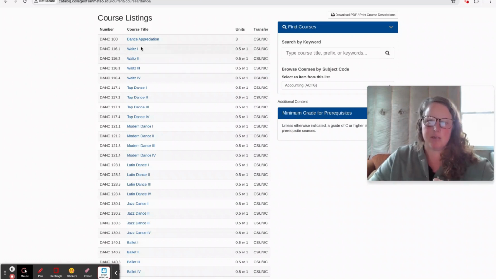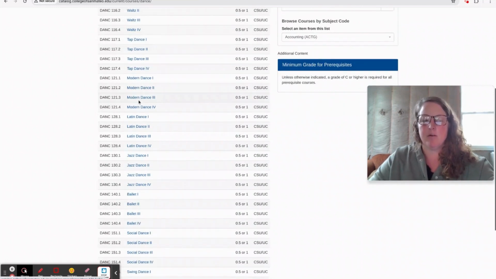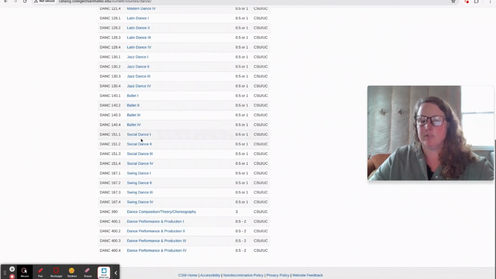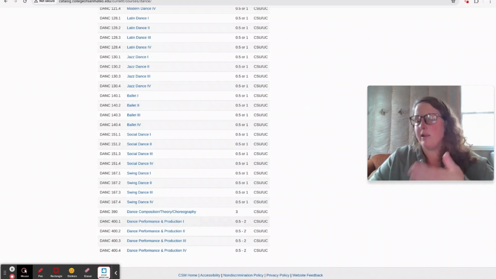So that's the progression of those courses. Waltz 4, tap dance, modern dance, Latin dance, jazz dance, ballet, social dance, swing, dance composition theory and choreography. So you see you got 390, 400, 400, and 400. These are higher level courses. Now, perhaps they do have in some colleges the higher level courses, dance performance and production.